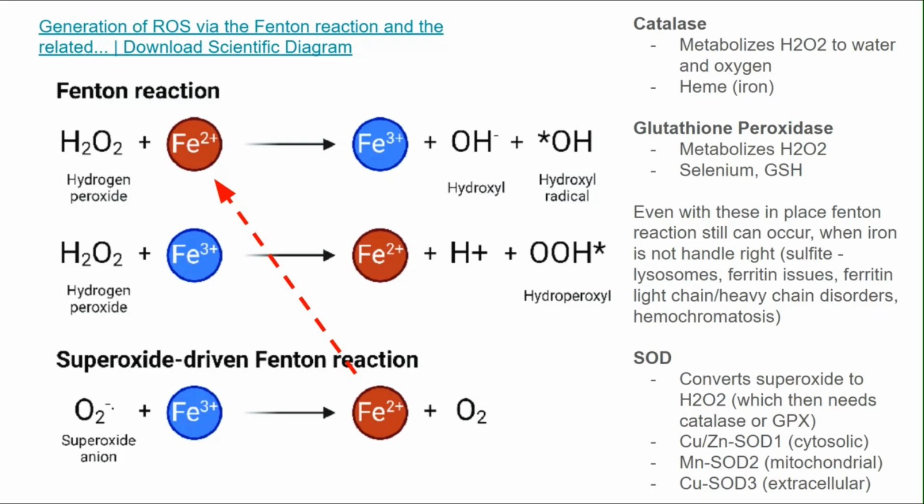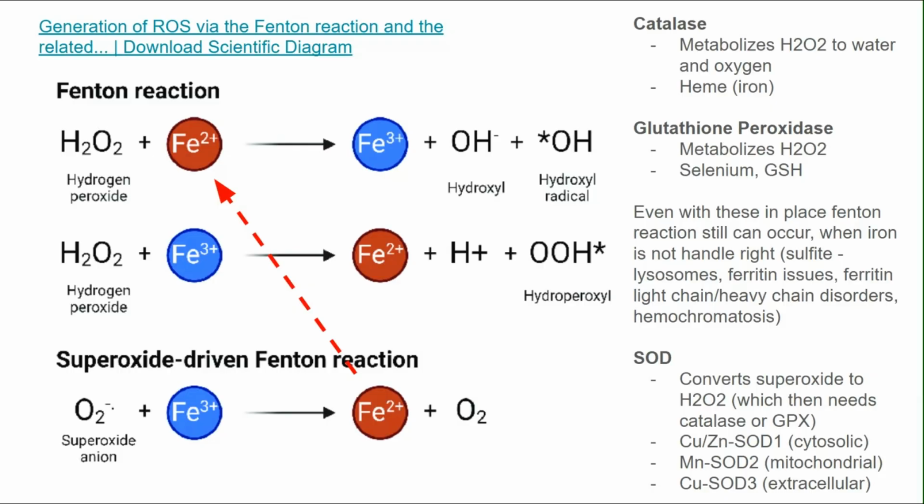Then the glutathione peroxidase, it metabolizes hydrogen peroxide as well, and it requires selenium and glutathione. So making sure that you get enough dietary selenium is quite important for that. And in a glutathione deficient state, you're going to obviously struggle with dealing with hydrogen peroxide. So even with these enzymes in place, the Fenton reaction still can occur when iron isn't handled right. So I'm going to show you how sulfites can alter lysosomes and contribute to this issue.